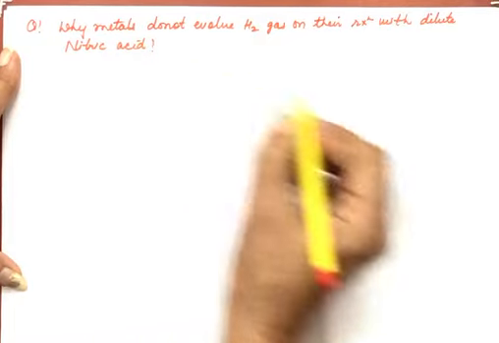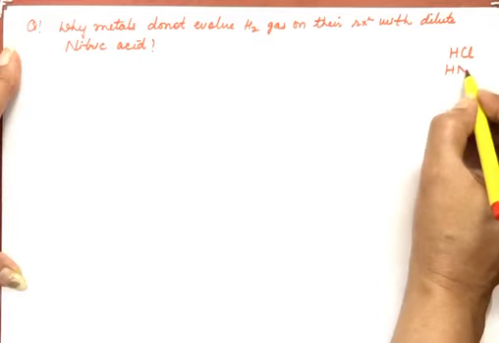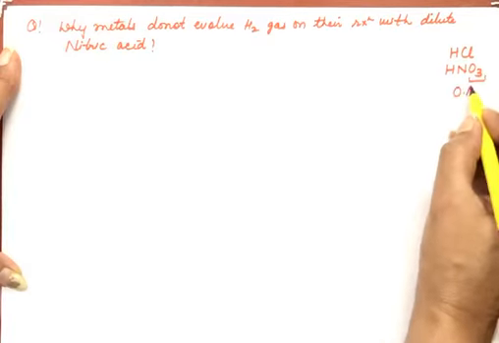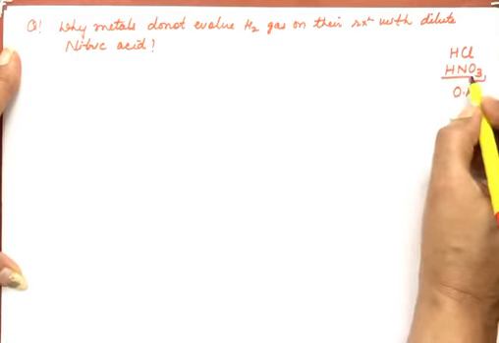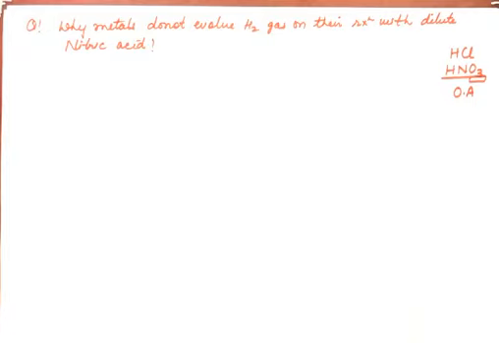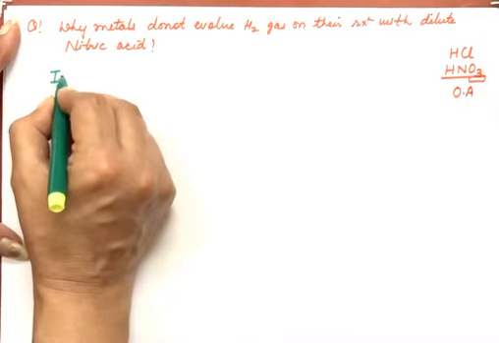In hydrochloric acid, the formula is HCl. There is no oxygen here. But if I take HNO3, there is oxygen. Because of oxygen, it is an oxidizing agent, and nitric acid is a very strong oxidizing agent. So why does the hydrogen not evolve here? The reaction is there, but hydrogen is not evolving with dilute nitric acid.